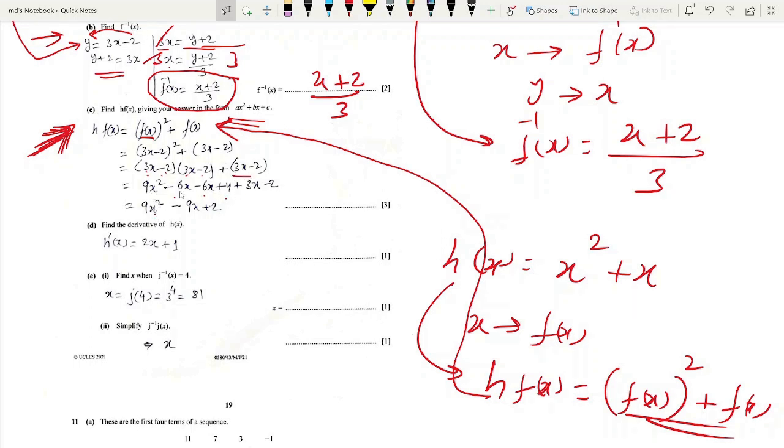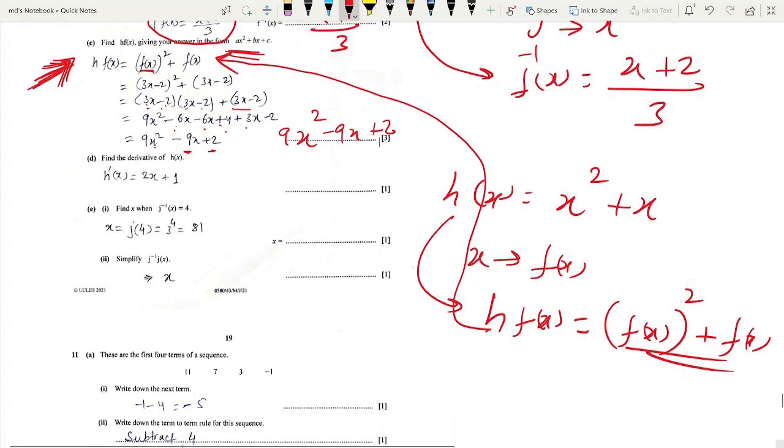So 9x squared − 6x − 6x is −12x, and plus 3 − 9x, and 4 − 2 is plus 2. So I got 9x squared − 9x + 2. I had to give it in this form ax squared + bx + c. I got the answer 9x squared − 9x + 2.